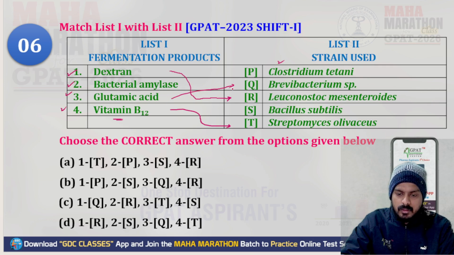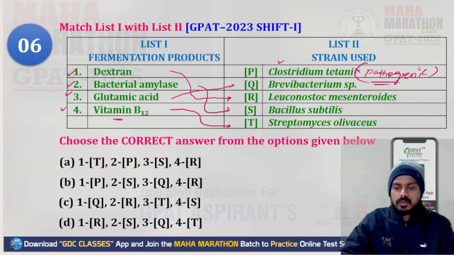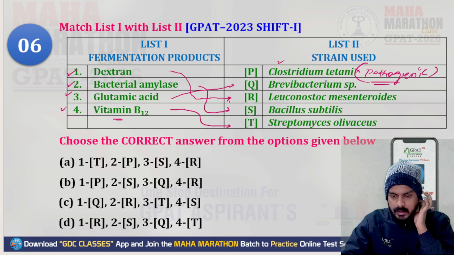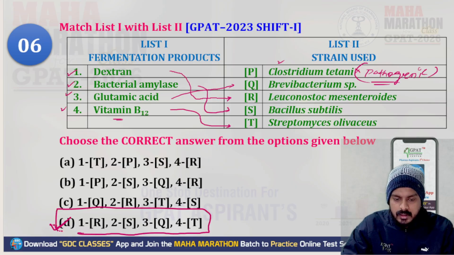For bacterial amylase, it is Bacillus subtilis. Clostridium tetani is not correct because it is a pathogenic bacterium; it causes tetanus. So your answer will be option D. Option D is the correct answer. Those who are giving option D are correct.